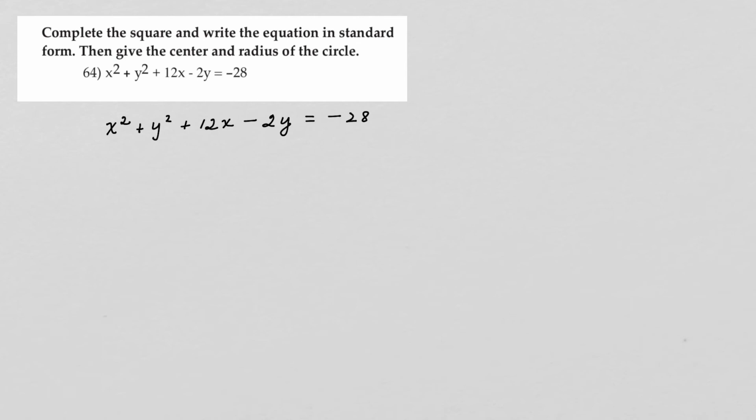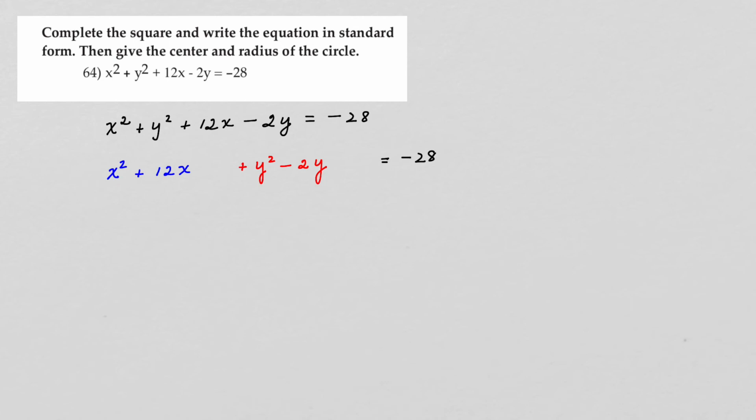And now I'm going to rewrite this so that I have my x terms grouped together. So that gives me x squared and a plus 12x. And I'm going to write those in blue to kind of show that they're grouped together. And then I'm going to leave a space. Then I have plus y squared and a minus 2y. Those are in red so that those are grouped together. And then again, I leave a space. And I say, well, that's equal to -28.